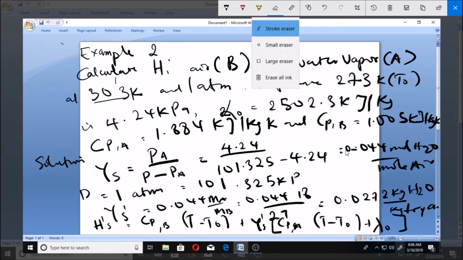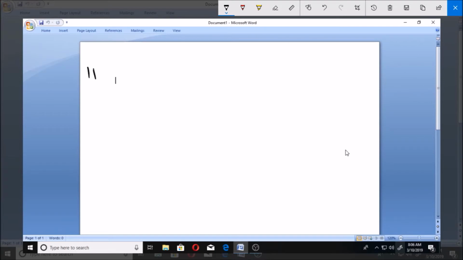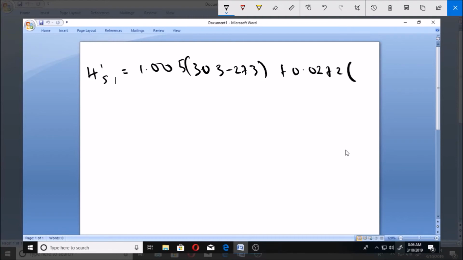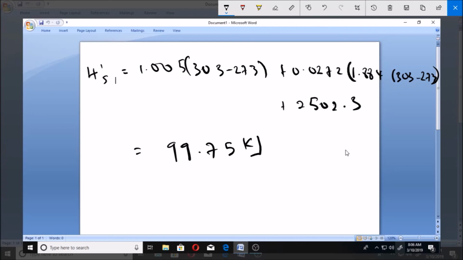Then if we solve this down, we should get that our H prime S is equal to 1.005 bracket 303 minus 273, plus 0.0272 into bracket 1.884 bracket 303 minus 273, which is the reference temperature, plus 2502.3. If we solve this down, we'll get 99.75 kilojoule per kg dry air at 303 Kelvin and 1 atmosphere. So this is the answer to the problem.